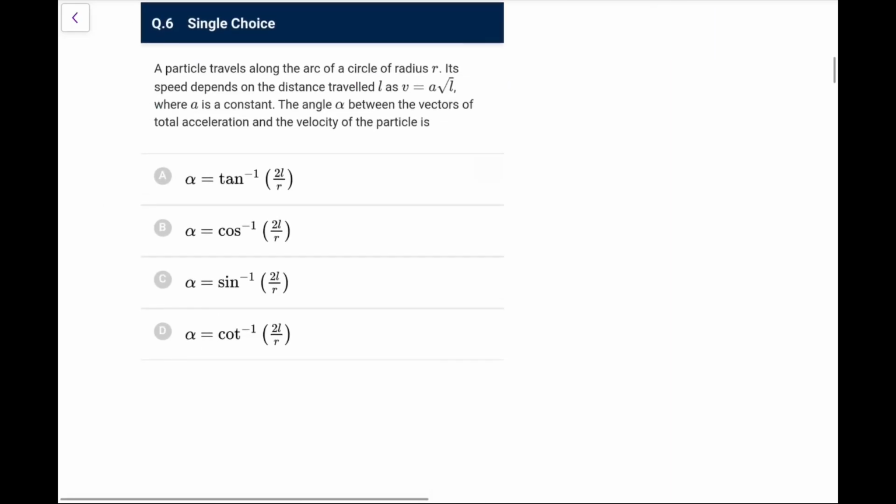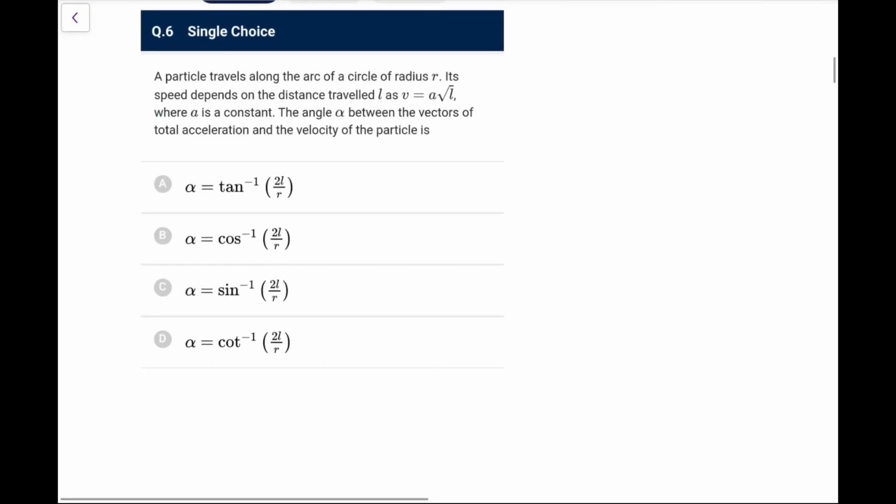Next, a particle travels along the arc of a circle of radius r. Its speed depends on the distance traveled L as v is equal to a root L, where a is a constant, not acceleration. The angle alpha between the vectors of total acceleration and the velocity. Okay, so total acceleration and velocity, let's say if this is velocity, total acceleration is like this. So we have this component as AC and this as AT. So this angle you are required, so tan alpha we know is equal to AC upon AT, that we have to find.